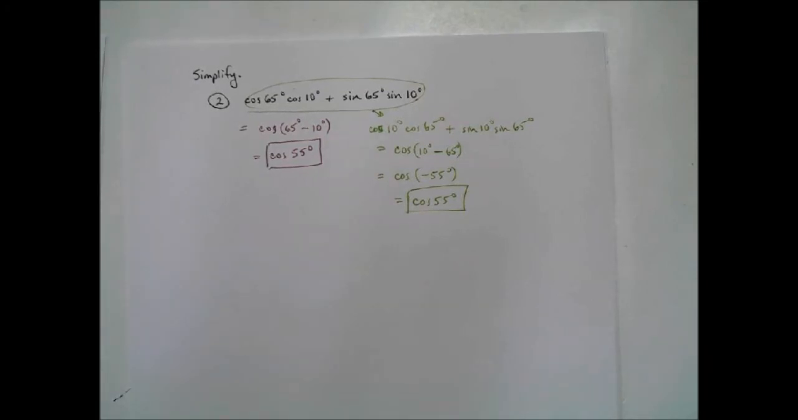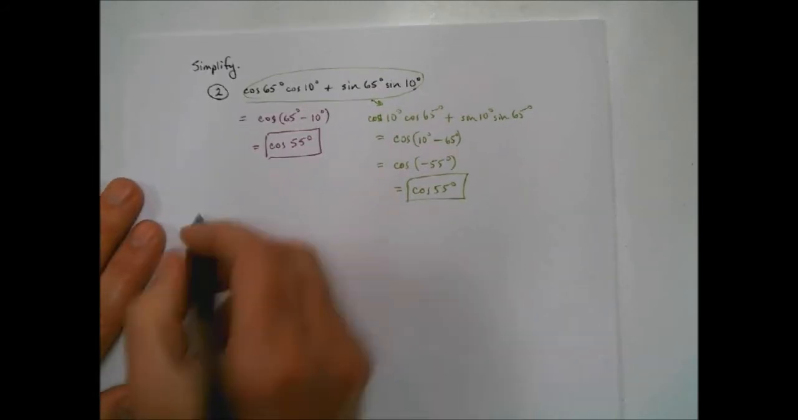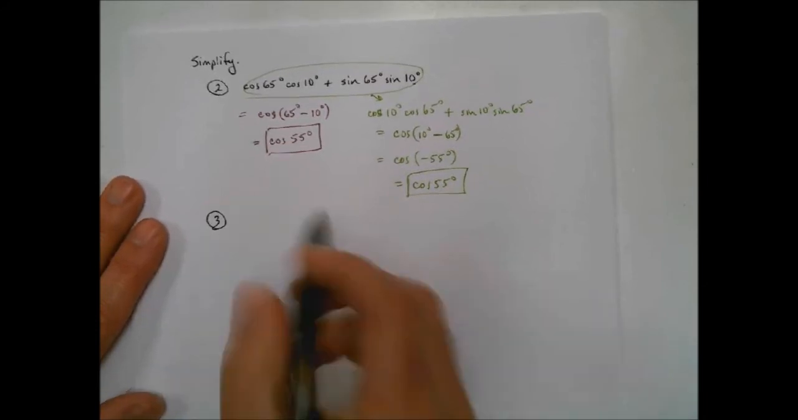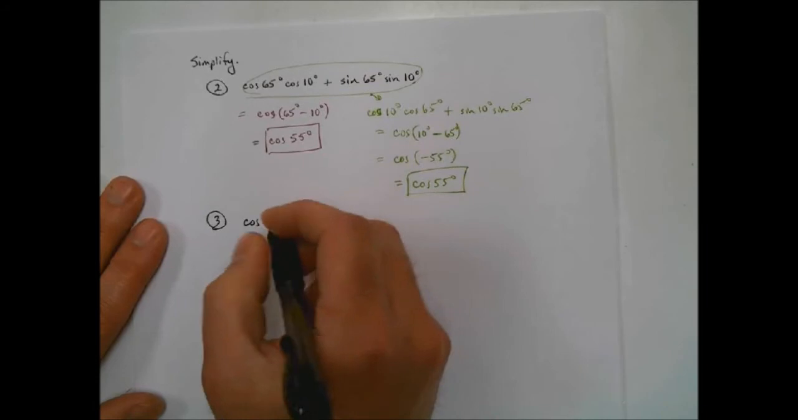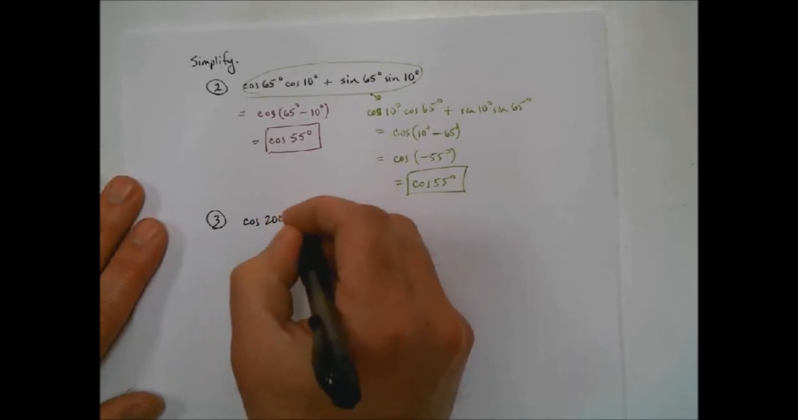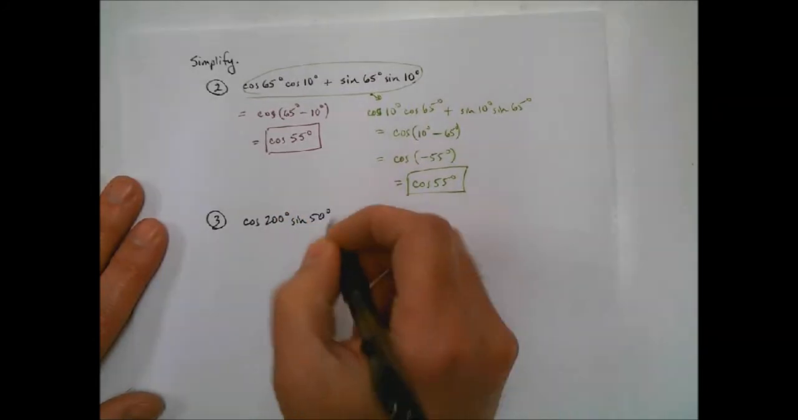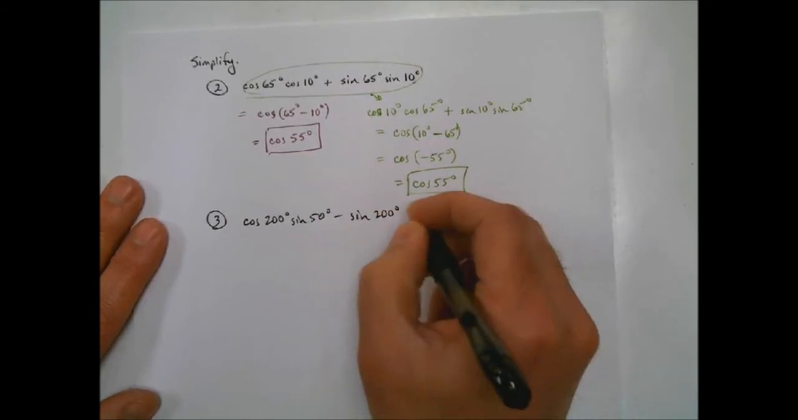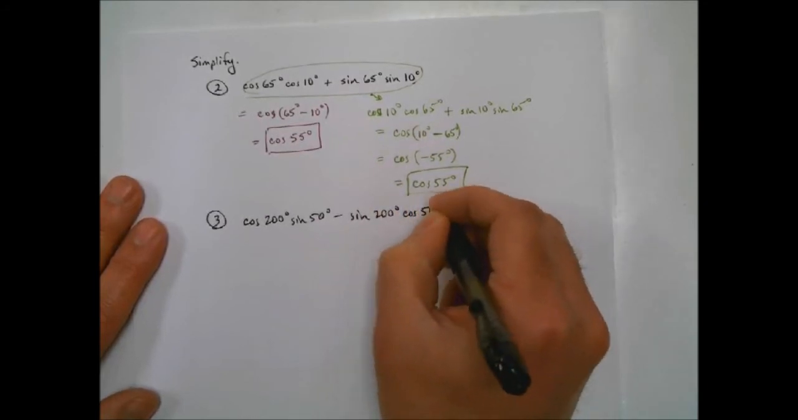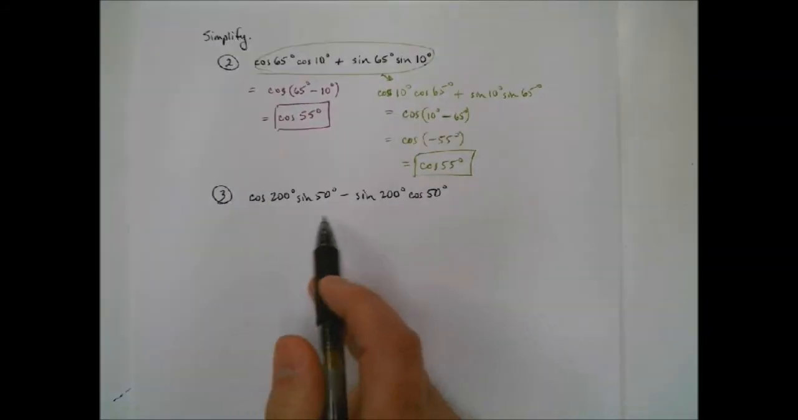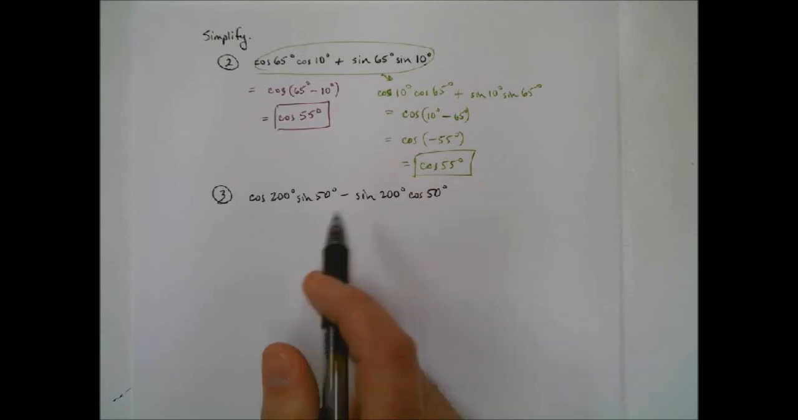Let's take a look at another problem. Same directions. Directions are to simplify. So this is problem number 3. Cosine 200 degrees, sine 50 degrees, minus sine of 200 degrees, cosine of 50 degrees. Again, if you're just looking at the angles, you might be saying there's nothing really we can do with them because those aren't angles we know how to work with.